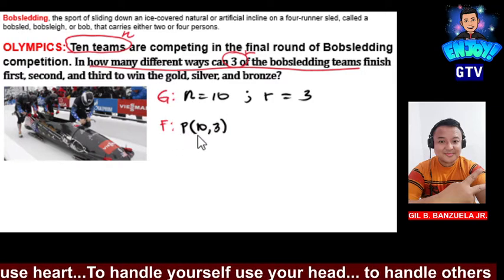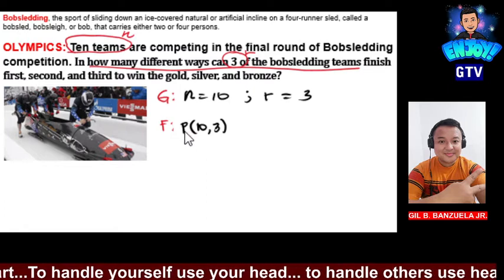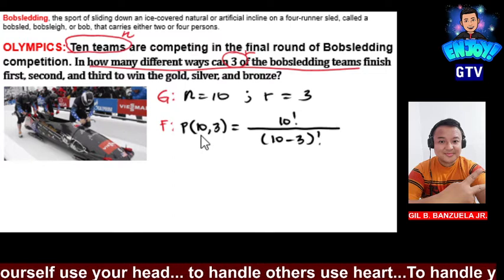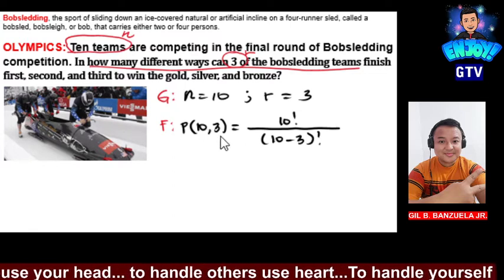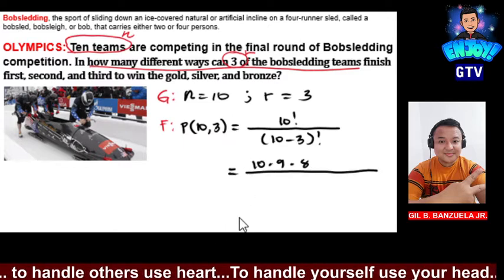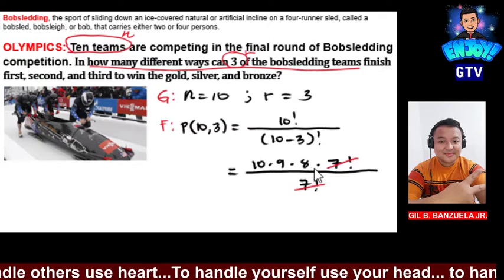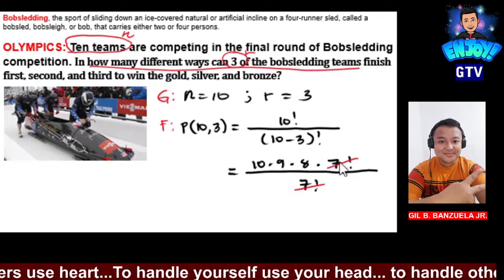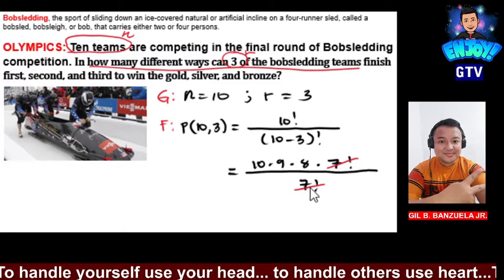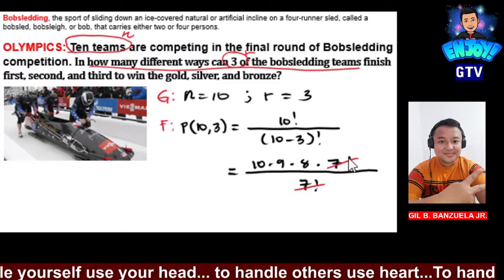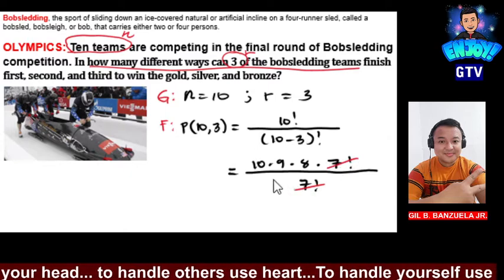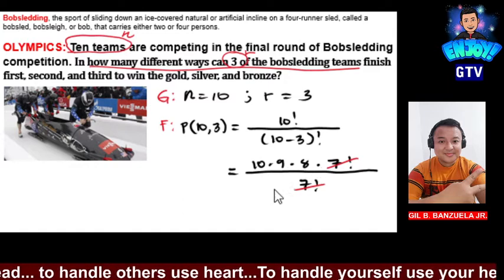So using our formula, the permutation of 10 taken 3 is equal to n factorial, which is 10 factorial, divided by n minus r factorial, which is 10 minus 3 factorial, which is equal to 10 times 9 times 8 times 7 factorial. We stop at 7 factorial because 10 minus 3 is equal to 7 factorial, which will be cancelled by the 7 factorial on the numerator as well. Then what is left now is 10 times 9 times 8.